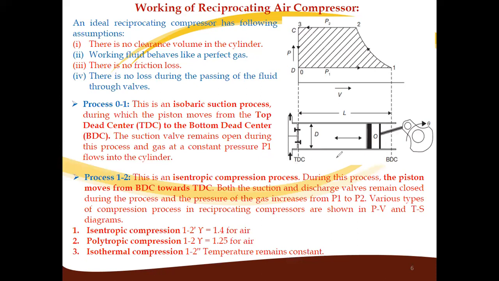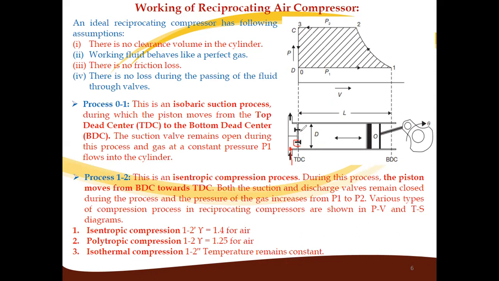Here, this is the cylinder head. These are the two valves, the inlet valve and outlet valve. Air is taken in through this inlet pipe, and through the suction or inlet valve it goes inside the cylinder. When the piston moves from this end, called top dead center, to this end, called bottom dead center, this length is called the stroke length. So stroke is nothing but the piston moving from TDC to BDC and from BDC to TDC.